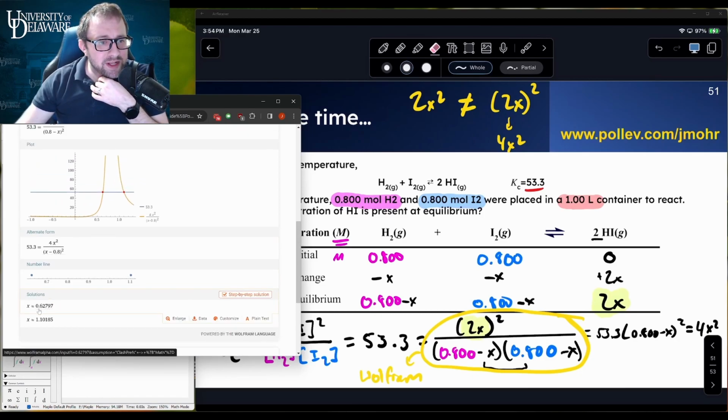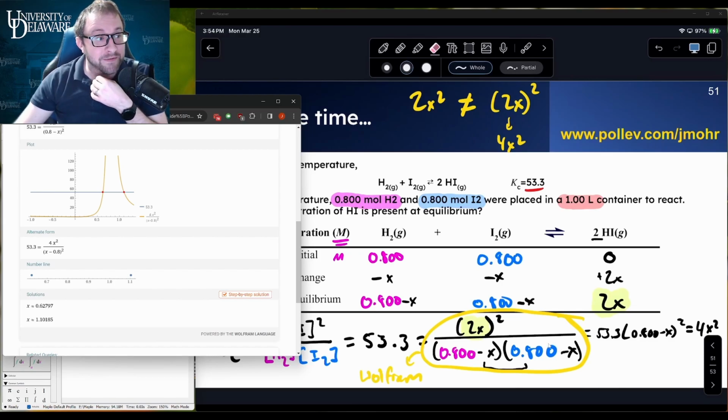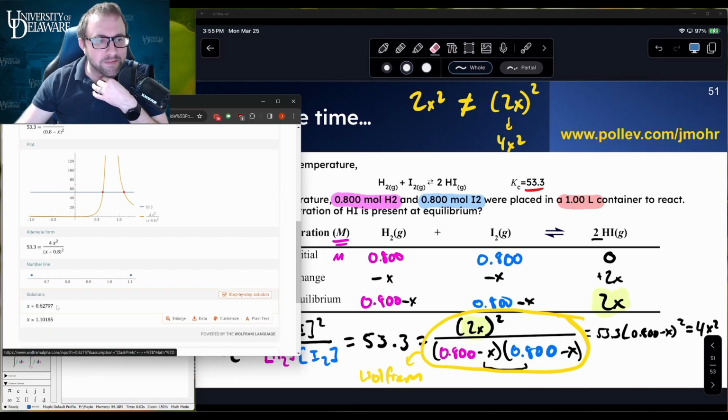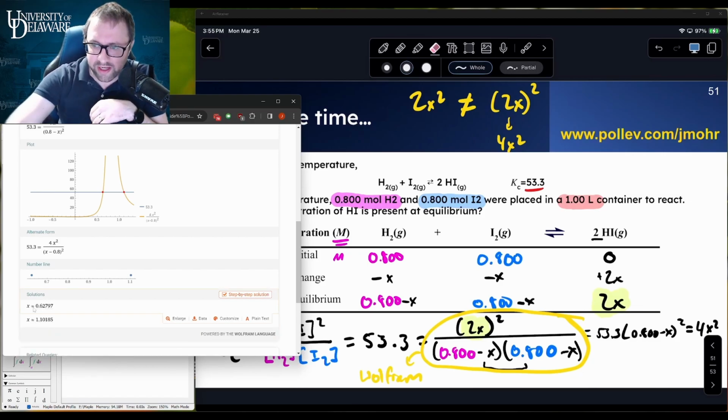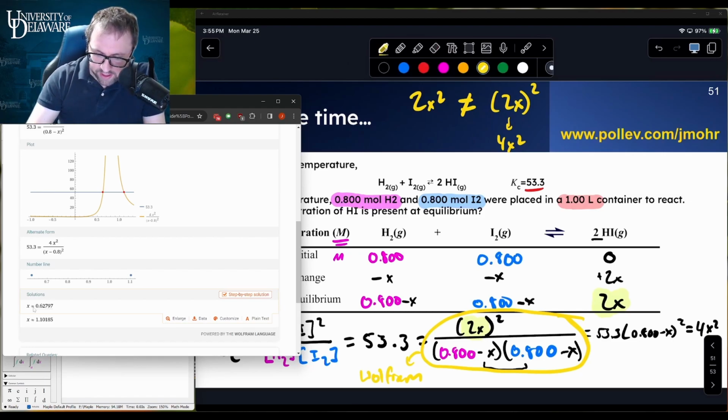So we get our two roots here, and we have to decide which of these is the answer. If I look at my 0.627 here, if I subtract that from 0.8, I get a positive number. That's good, so that's a possible answer. If I look at my 1.1 here, well, 0.8 minus 1.1 is negative. I can't have negative reactants. I can't have negative mass. So this answer is not possible because we're doing chemistry. It's mathematically possible, but it's not physically possible. So our solution here is x is equal to 0.628.